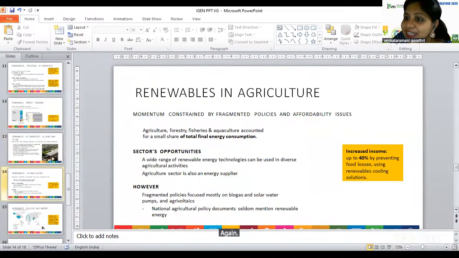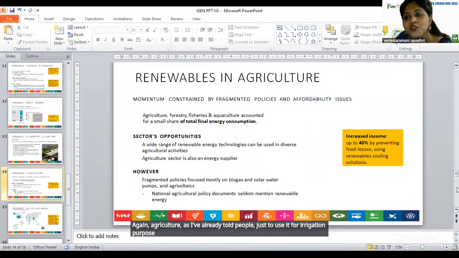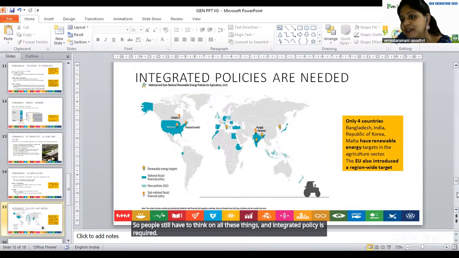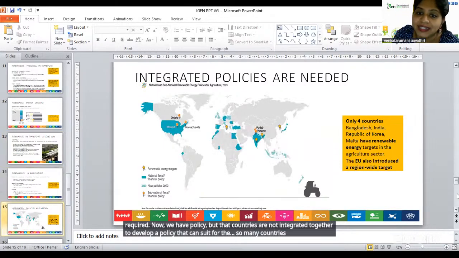Again, agriculture, as I already told, people just use it for irrigation purposes. Still, there are a lot of ways to go. So people still have to think on all these things, and integrated policy is required. Now we have policy, but the countries are not integrated together to develop a policy that can suit so many countries together under a treaty or a pact, so that all the countries can benefit in a better way.